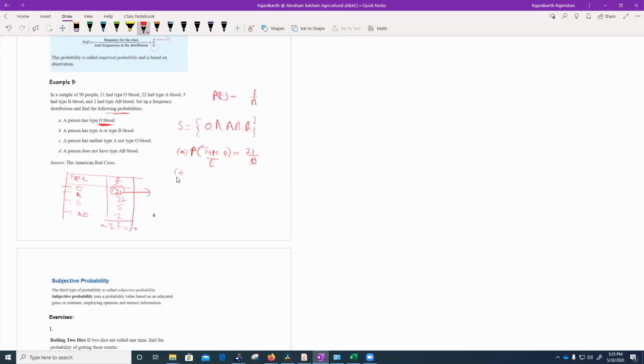Part B, the person has type A or type B. Now you need to check two possibilities, right? Type A or type B. So look at both possibilities. Type A has a frequency of 22. Type B has a frequency of 5. Add them to find the total possibilities, which is 22 plus 5, over my total outcome, which is always going to be 50. So that is going to be 27 over 50.